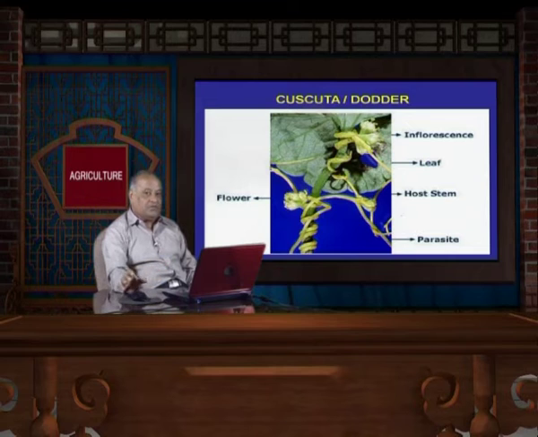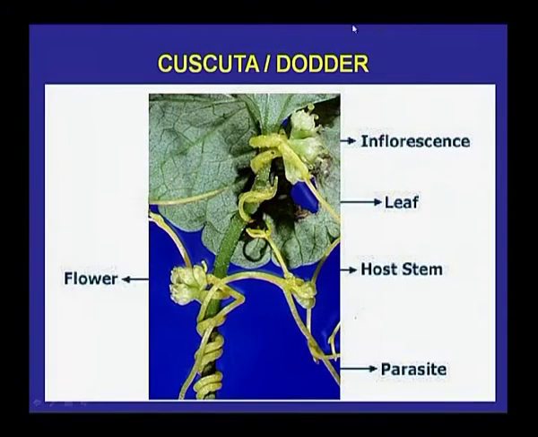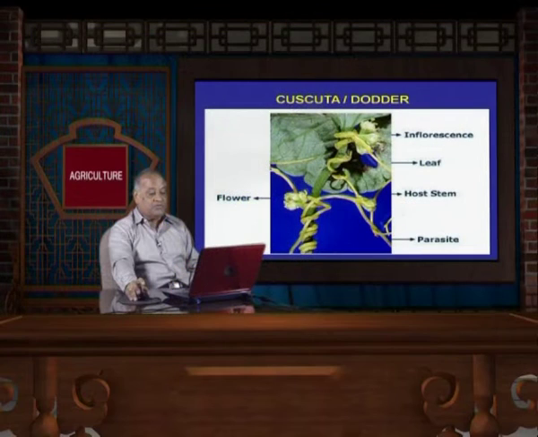This is the picture of the cuscuta or the dodder. You see, this is the inflorescence of the cuscuta. This is the leaf of the host plant, this is the host stem, and this is the parasite which is yellow in color. You see it is twining around the host stem and leaf, and these are the flowers of the cuscuta, which are also yellow in color.